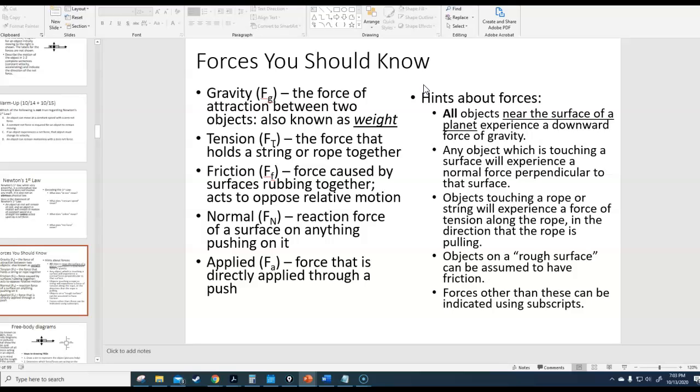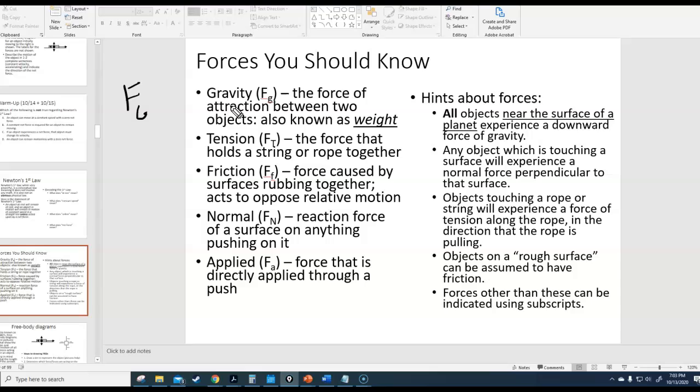Okay, so let's talk about some of the more common forces that you might see in this class. There are lots of different forces that we're not going to talk about; these are just the most common ones. The first one is what we call weight, also known as force of gravity. For force of gravity, we write F_G, and that is what is known as weight. Keep in mind, remember that force is a push or a pull, and that's measured in newtons.